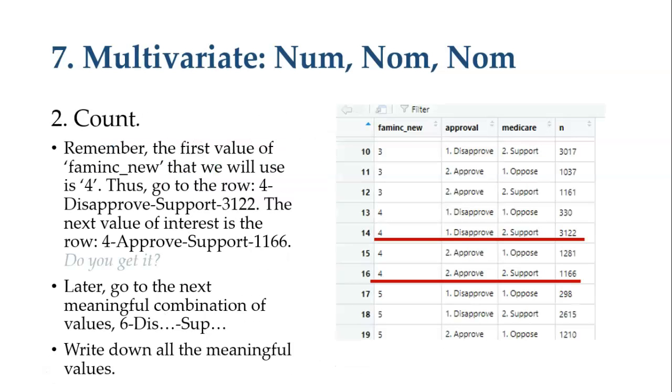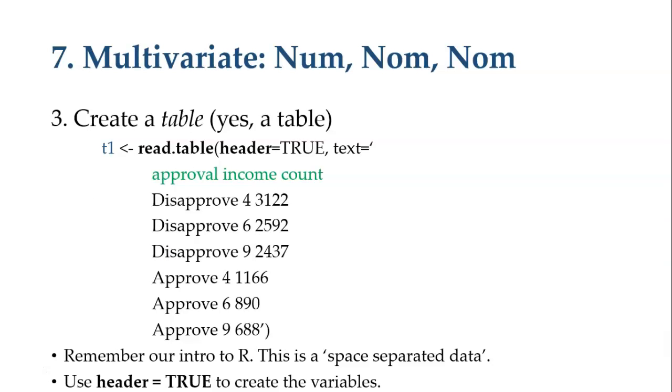So you do the same that you did here. So disapprove, value 4, and the number of people supporting Medicare, which is 30,000. Later you write disapprove 6, disapprove 9, approve 4, approve 6, approve 9. Okay. And this is another way to create this information that's going to be a graph. Okay. And here, the most important thing that you need to keep in mind in terms of syntax is to write this header true in order to create these variables.